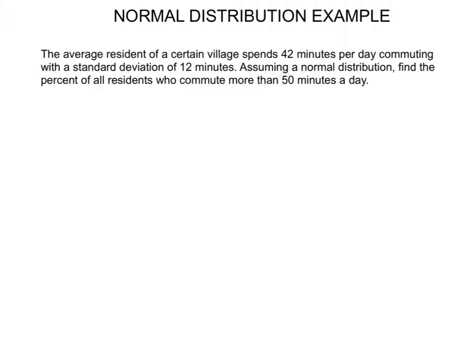So the first thing that we need to do is write down the information we have. We know that the mean, or mu, in our particular example is 42. And we know that the standard deviation is 12, so sigma is 12. And we want to know what is the probability that the commute is going to be greater than 50 minutes a day.